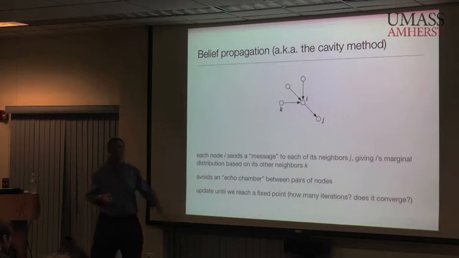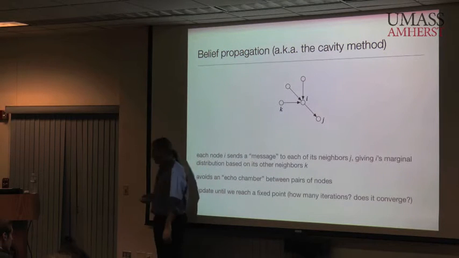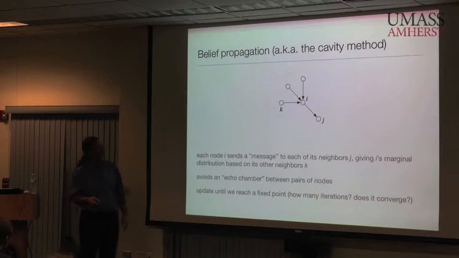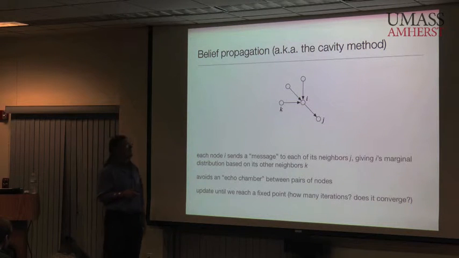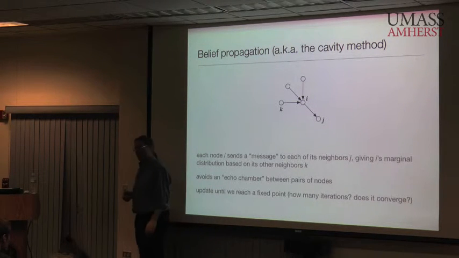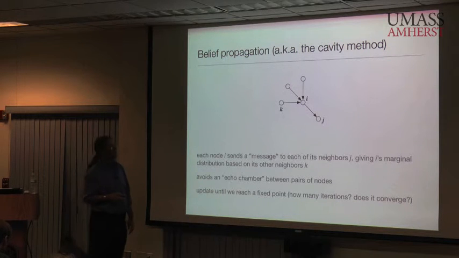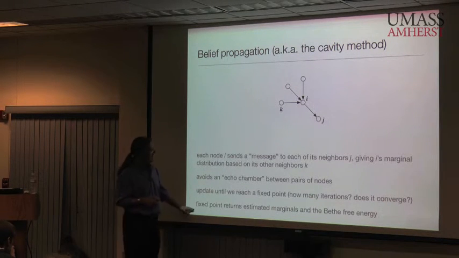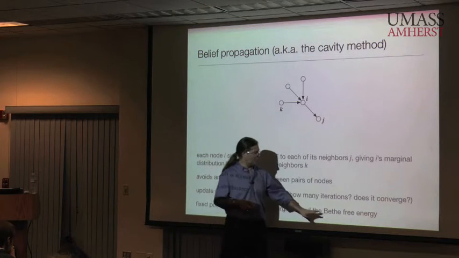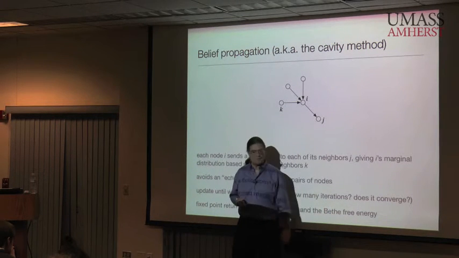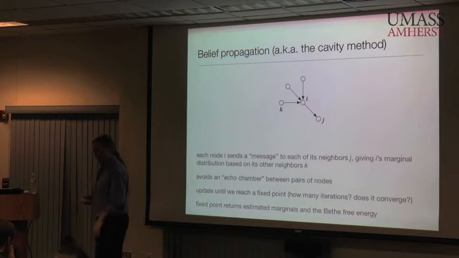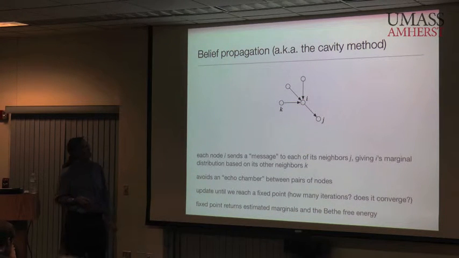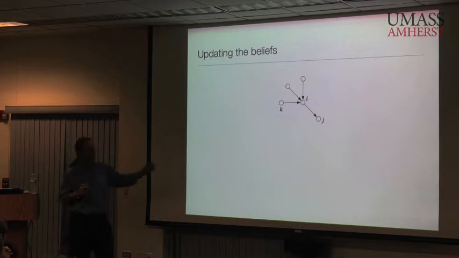Anyway, what we do is we run around updating these messages, really just using Bayes' rule locally, until they reach a fixed point. Well, they might never reach a fixed point. It might never settle down. And if it does settle down, it might settle down to a terrible estimate of what the marginals are. But sometimes it works. In addition to the marginals, it also returns this quantity named after the physicist Hans Bethe, called the Bethe free energy, which is in many cases a good estimate of the true free energy. Sorry, let me just show you the update equation.